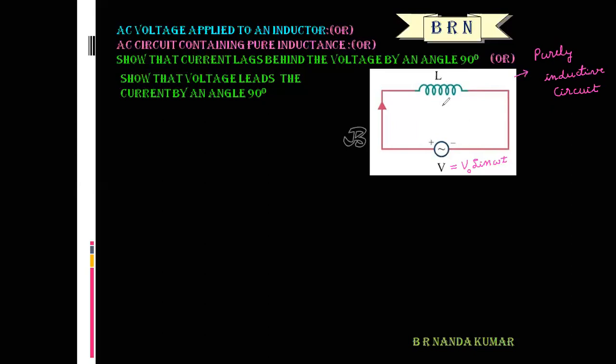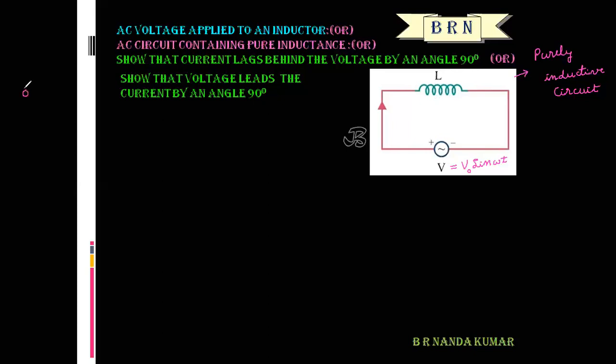What is the meaning of inductor? An inductor is a circuit element which offers certain opposition to the change in current. Okay, so it opposes the increasing current, it opposes the decreasing current, it opposes the change in current, right? So when AC voltage is applied to an inductor, what happens? The current flowing through the inductor gradually increases. The magnetic flux linked with the inductor will change.